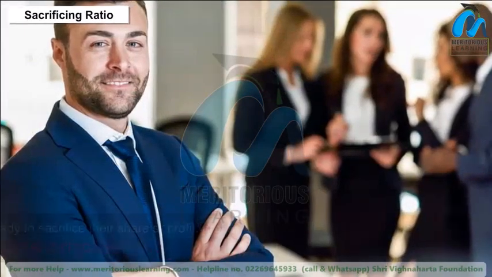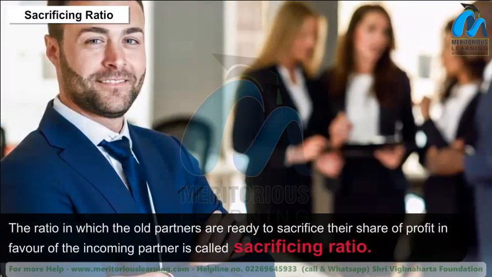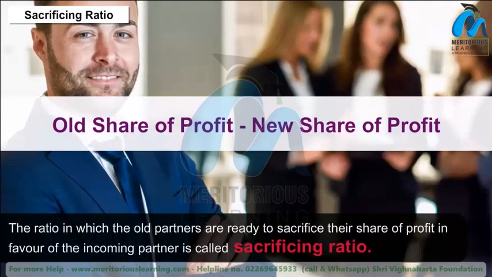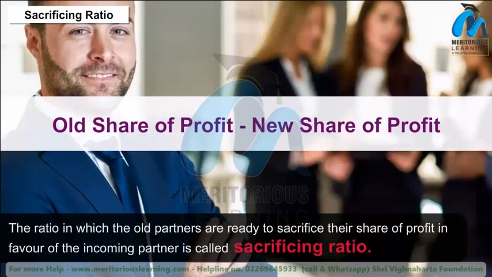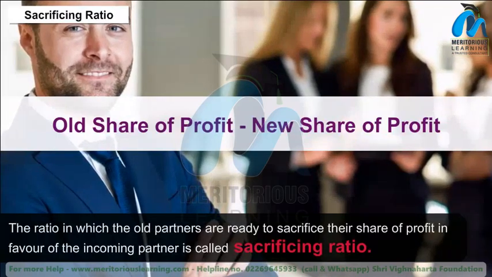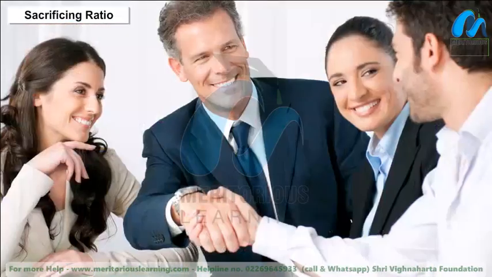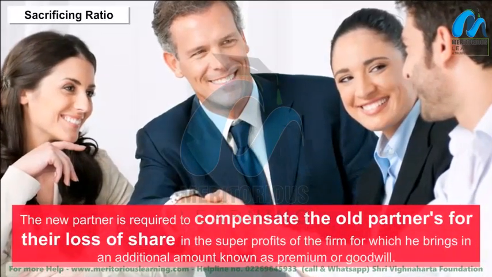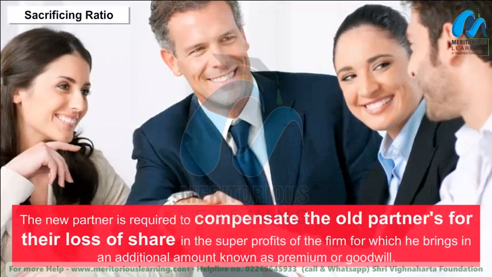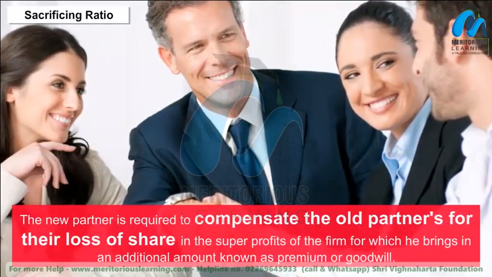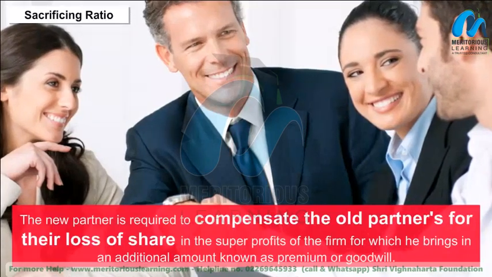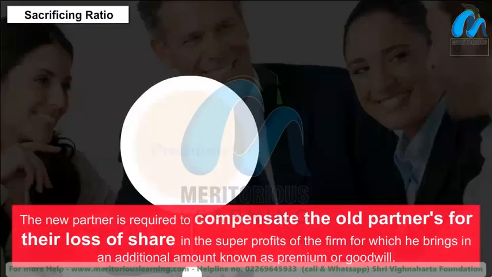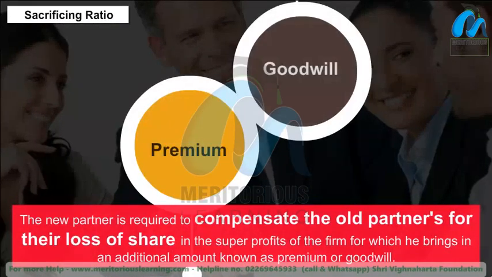Sacrificing ratio. The ratio in which the old partners are ready to sacrifice their share of profit in favor of the incoming partner is called sacrificing ratio. The new partner is required to compensate the old partners for their loss of share in the super profits of the firm, for which he brings in an additional amount known as premium or goodwill.